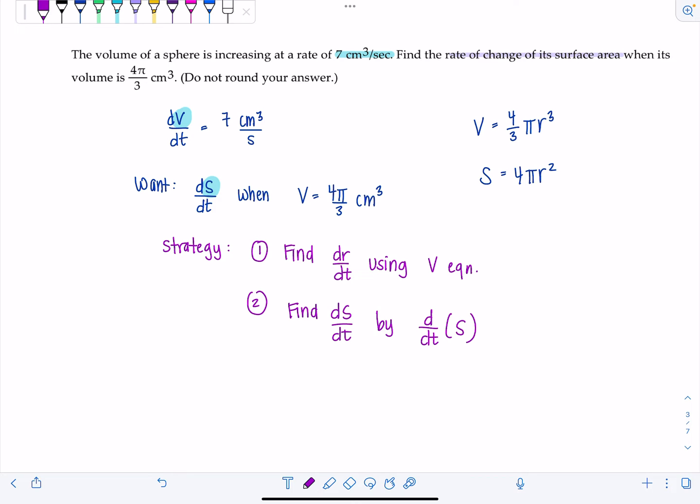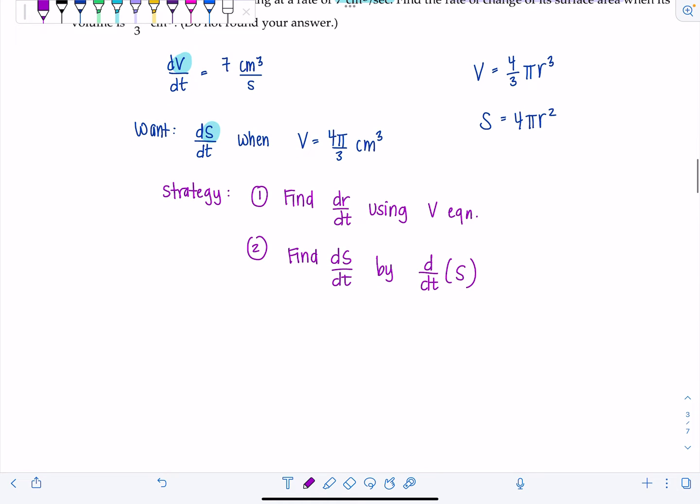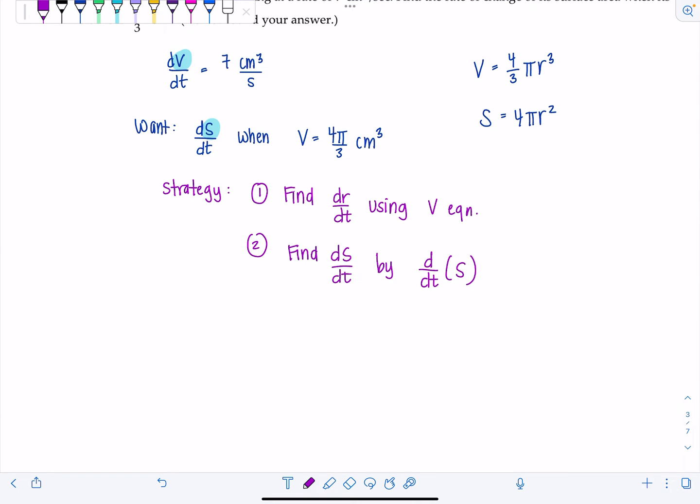All right, very good. So let's go ahead now and figure out what dr/dt is, because that's the third variable that comes into play secretly, okay? So volume is equal to 4/3 pi r cubed. I'm going to differentiate both sides with respect to time.